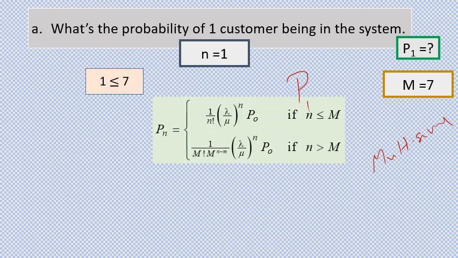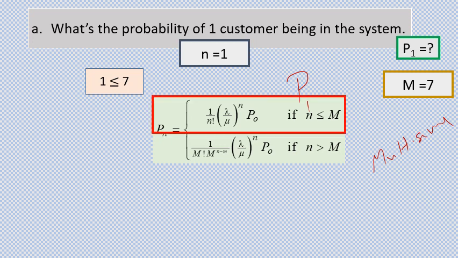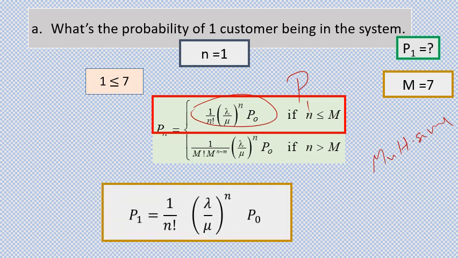So we have to use one of the two equations. In this case, n is less than m, which is 7, so we're going to use the top equation. From there on, we just go 1 over n factorial times lambda over mu to the power n times P0. Now P0 is really easy to get because of that table, so it's really easy and quick.